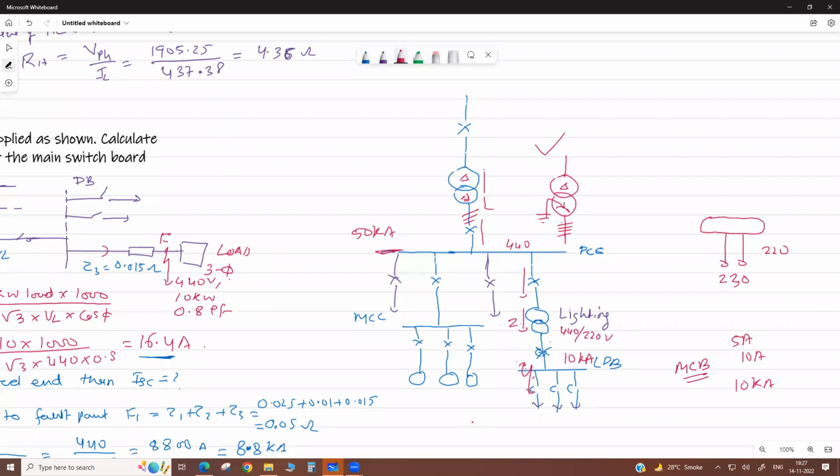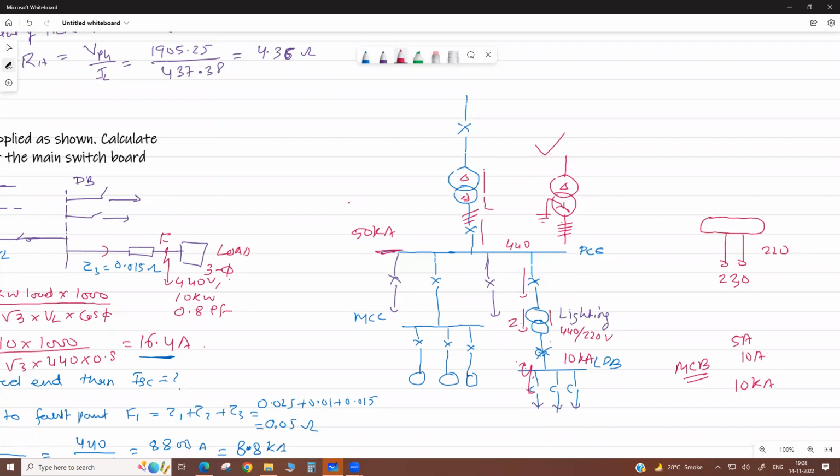Otherwise, the switch you have would not be of such a small size; it also becomes bigger if the fault level is high in the lighting circuit. That's why we reduce the fault level in the lighting circuit. Because it inserts a series impedance here, the short circuit current in the lighting circuit is reduced. So this is the purpose of the lighting transformer.